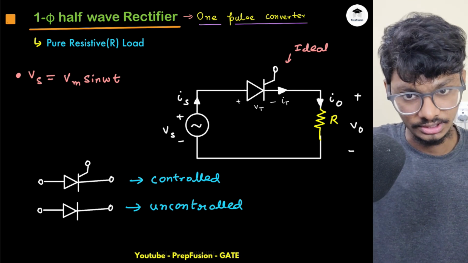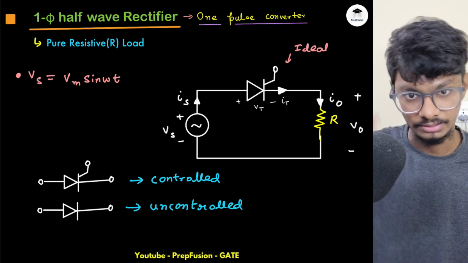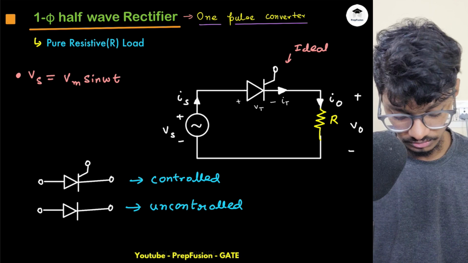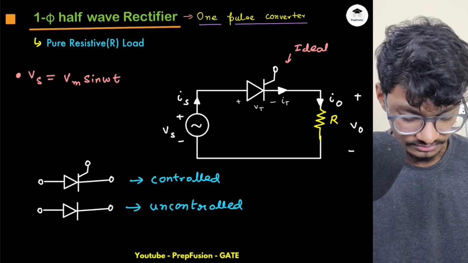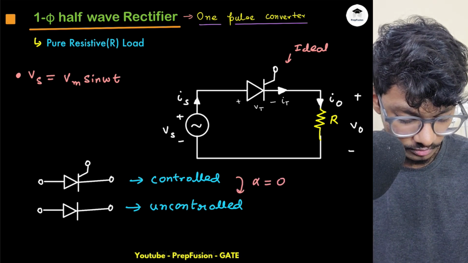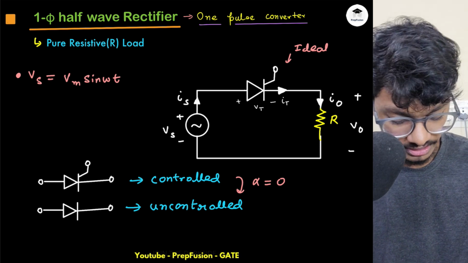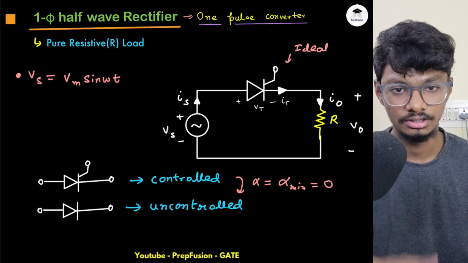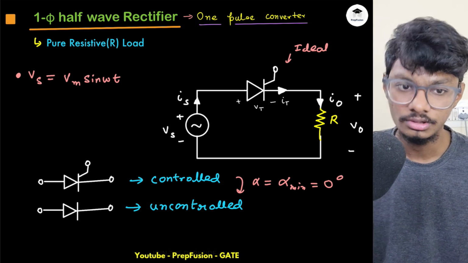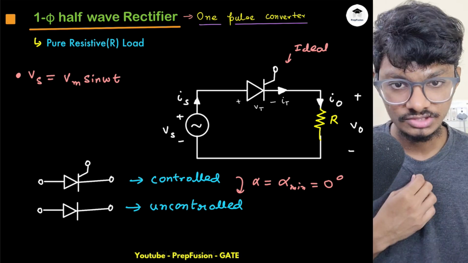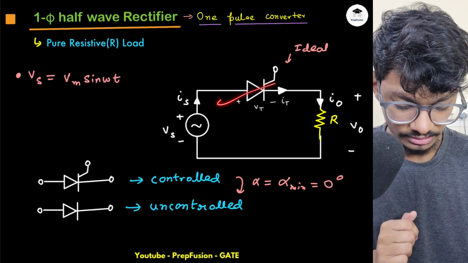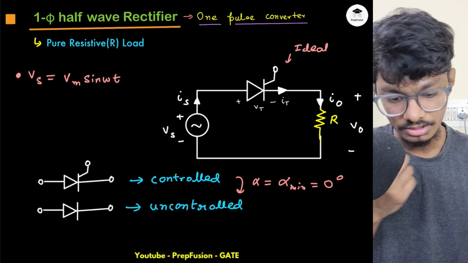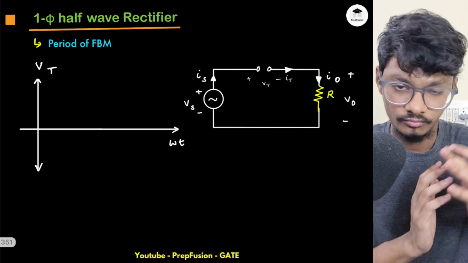I have already done the analysis in my pedagogy chapter, but there is one simple condition that will convert this from controlled to uncontrolled. You just make alpha equals to 0. Sometimes we have to make alpha equals to alpha minimum, and that will make it uncontrolled, right? Alpha minimum is what? The minimum angle at which I can trigger the SCR. Okay. So let's do the analysis. So we will go step by step.